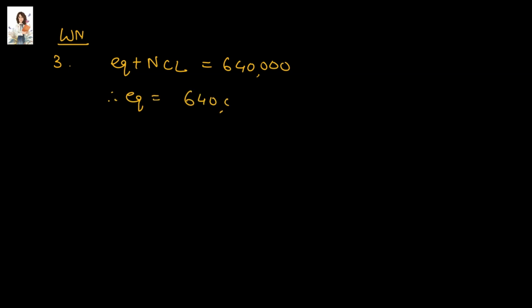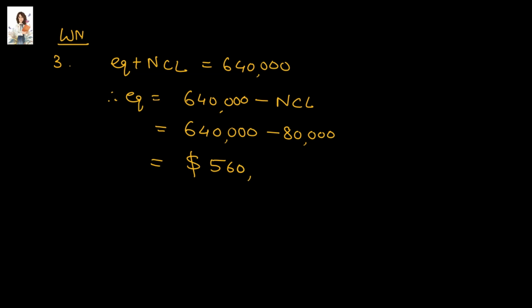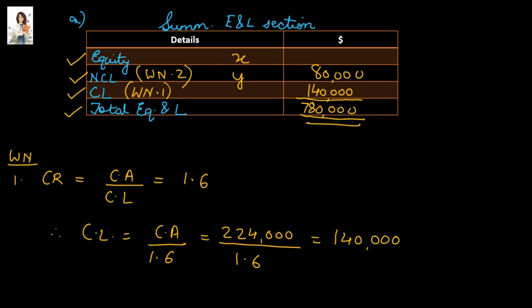So we'll prepare working note 3. Equity plus non-current liabilities is equal to $640,000. Therefore, equity is equal to $640,000 minus non-current liabilities. And we have already found out non-current liabilities is $80,000. Therefore, equity value is $560,000. We'll write that in our main answer and give the reference of working note 3. That completes part A of the question.